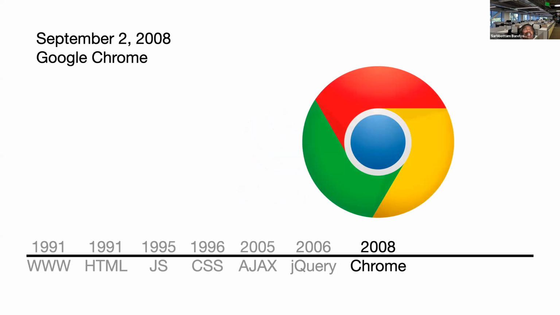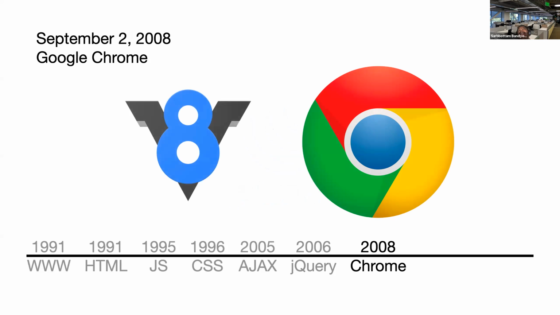2008 was another important date in the history of the web, because that's the time when Google released Google Chrome. And why is it so important? Because Chrome was using a brand new JavaScript engine called V8. Firefox has its own engine, IE was having its own engine. Google came up with their own engine called V8. This is their JavaScript engine.